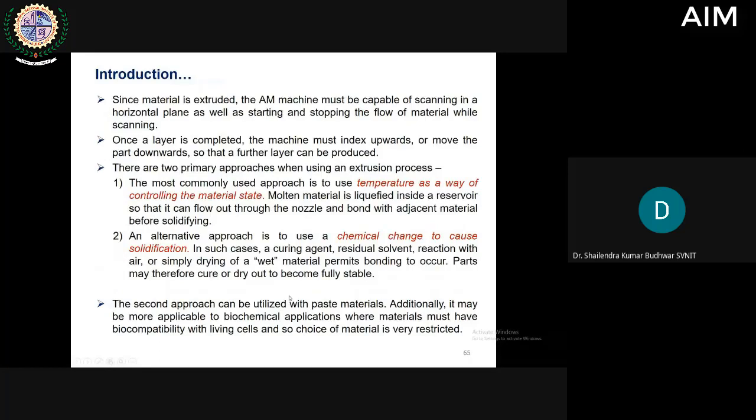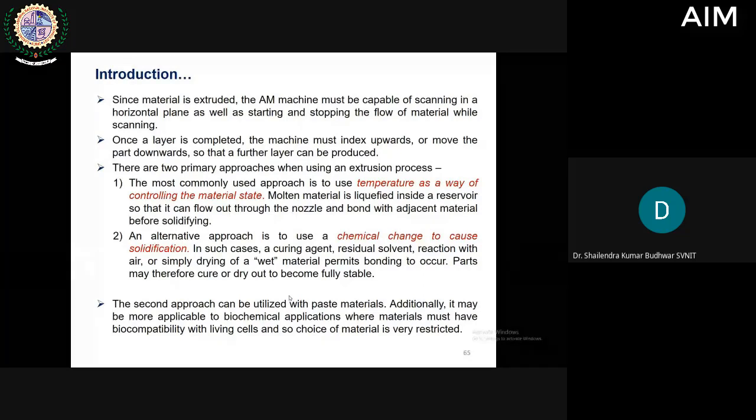Since material is extruded, the AM machine must be capable of scanning in a horizontal plane as well as starting and stopping the flow of material while scanning. So your machine should have a mechanism of scanning in the horizontal plane and starting and stopping the flow of material during the scanning process. Once the layer is completed, the machine must index upward or move the part downward so that the next layer can be produced. Now there are two primary approaches when using the extrusion process.